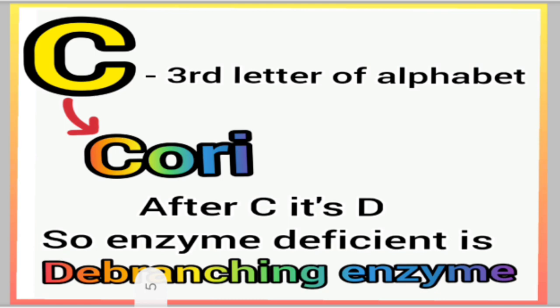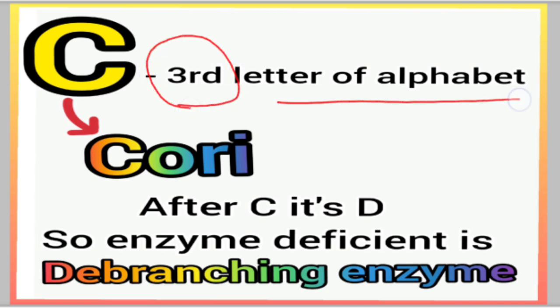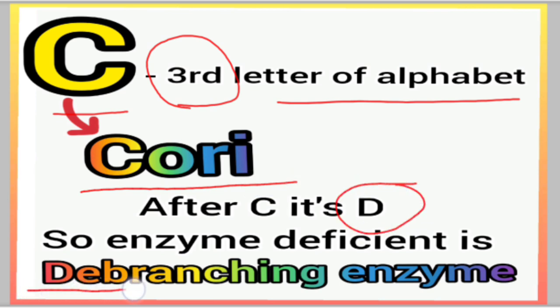So now let's see the next one. This is Cori's disease. Now how to remember this? Now see, the third letter of the alphabet is the letter C, and we are learning about the third disease of the glycogen storage disorders. So it is going to be Cori's disease with the letter C, and since after C we have D, the enzyme deficient will be debranching enzyme. I hope that's very clear.